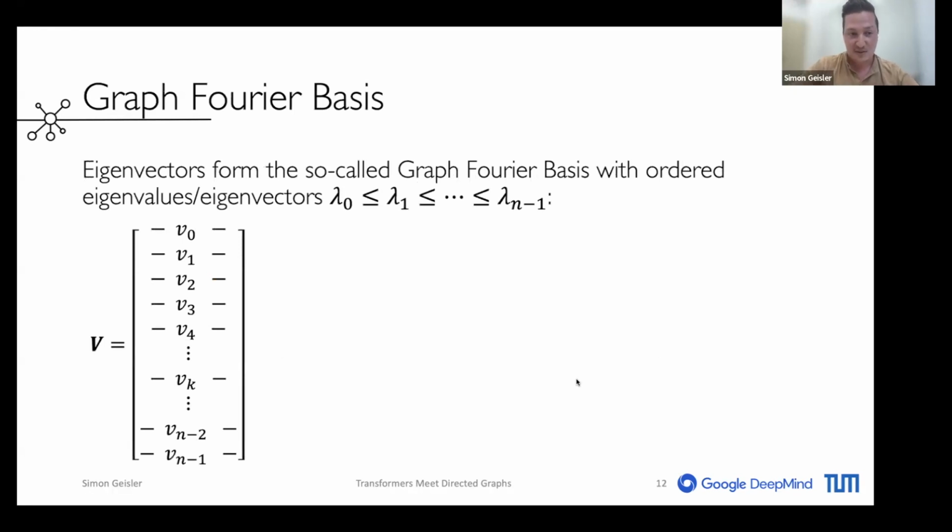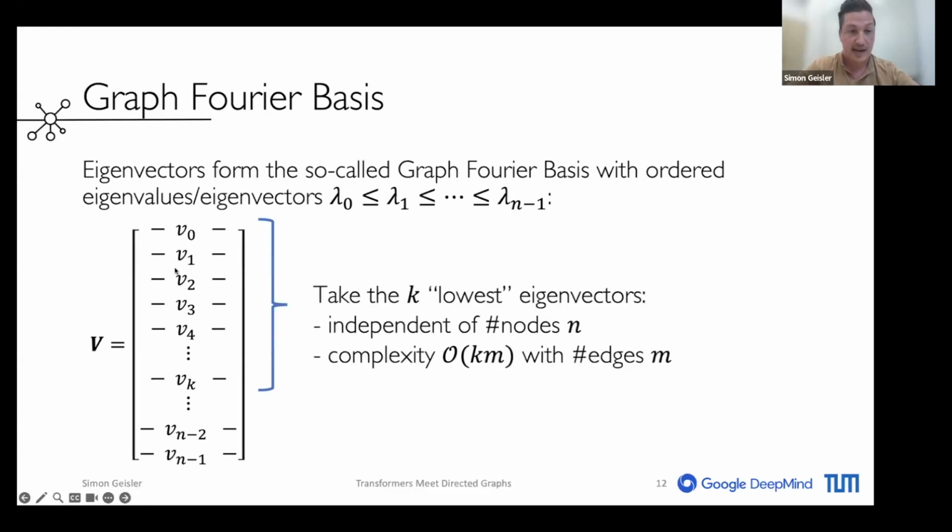Those eigenvectors are then also called the graph Fourier basis, where we assume that the eigenvalues are ordered. It's something I'm going to assume for the remainder of the talk. Typically, it's not really important, just to ease the notation. So we order the eigenvalues, and then correspondingly, we obtain this matrix of eigenvectors, and we take the k lowest of those typically in a transformer.